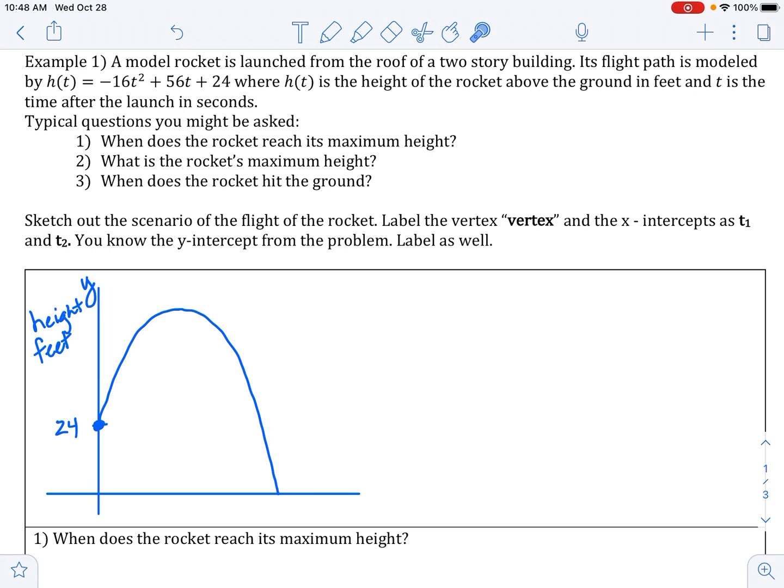Now, what I didn't show is this parabola does keep going, and we want to label the vertex and the different intercepts. All right, so here's the vertex, and the intercepts would be our t-intercepts, or like our x-intercepts, but we have time. And I'll label it t sub 1 and t sub 2. And again, t is time in seconds.